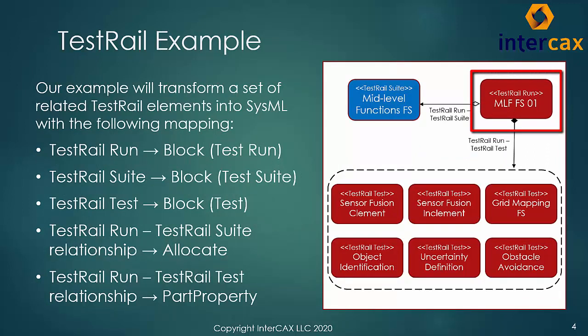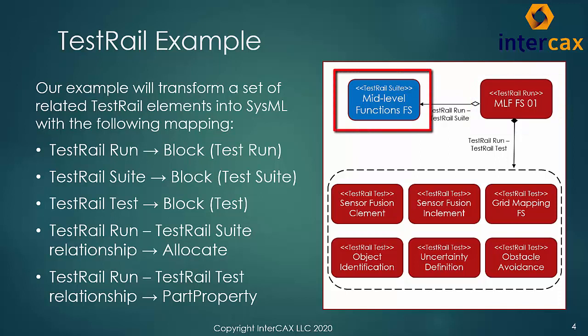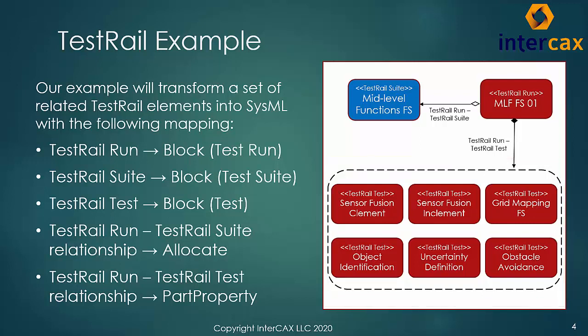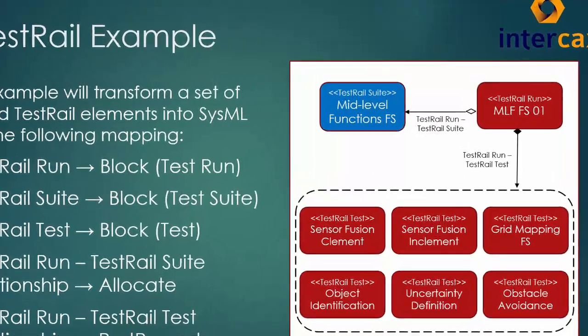A TestRail test run element has two outgoing types of relationships. It is linked to a test suite through a relationship Syndeia calls TestRail run to TestRail suite, and it is linked to 6 separate tests through a different relationship, TestRail run to TestRail test. Our objective is to create a custom mapping that enables this entire set of artifacts and relationships to be transformed in a single action, with the mappings shown on the left.